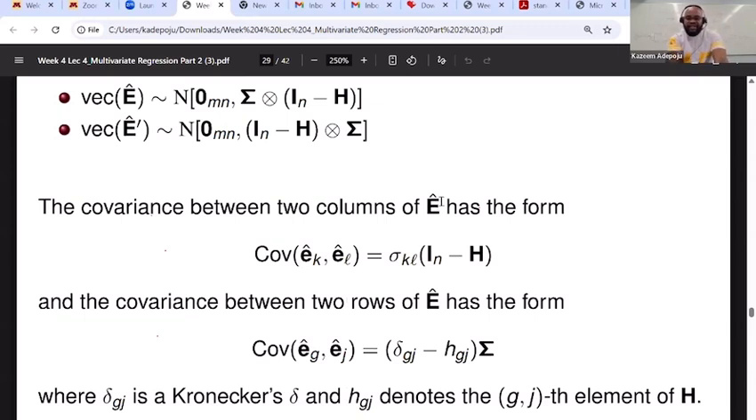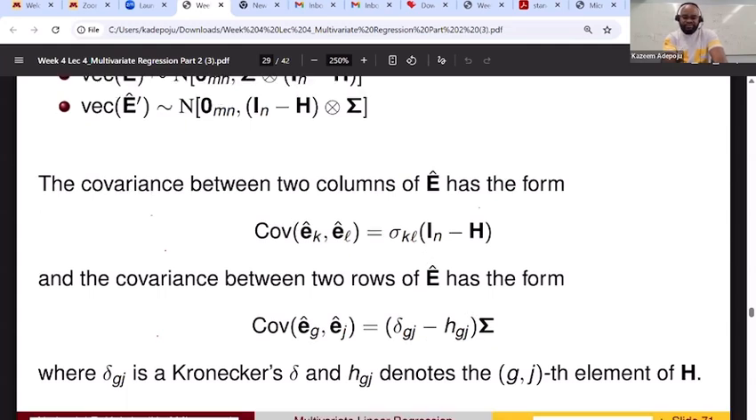Then we can also talk about the covariance between two columns of that. Don't forget, this guy here is composed of all the residuals for all the response variables under investigation. So we can look into the covariance between any two residuals. That's what this guy is trying to say.